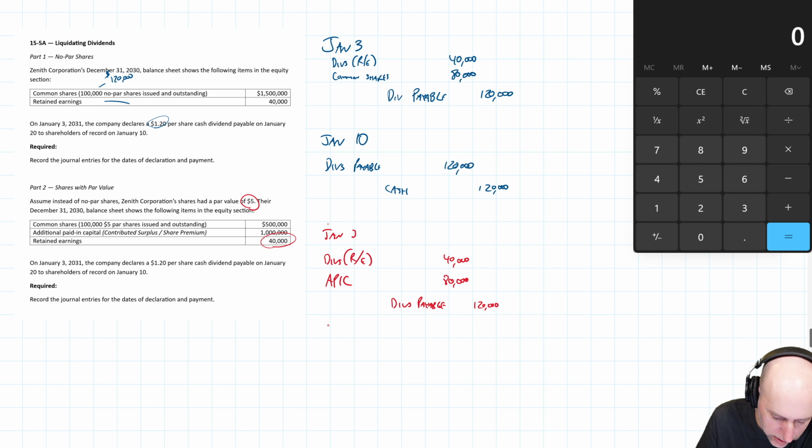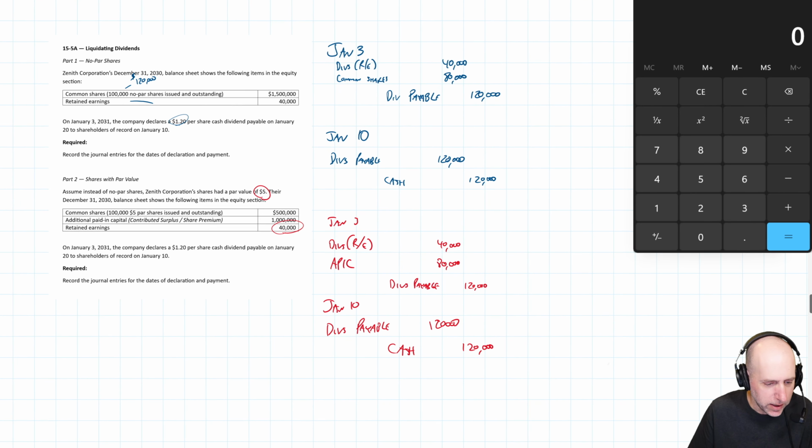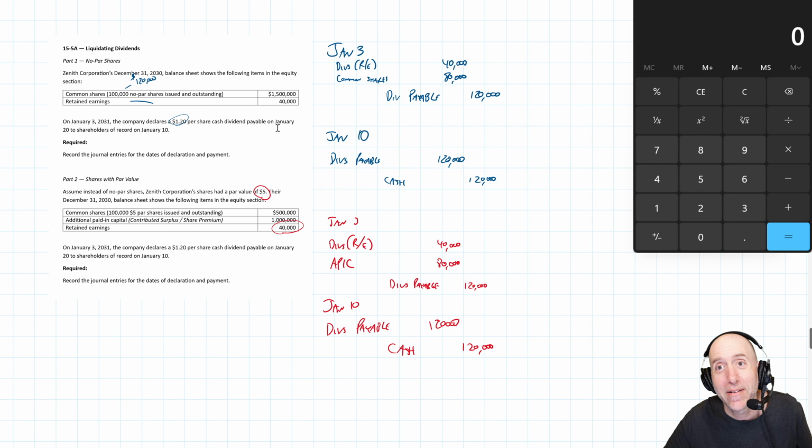And then when we pay the dividend on January 10th, we're going to credit cash for 120, and we're going to debit dividends payable 120. And at that point, we've done it. We've solved 15.5a.